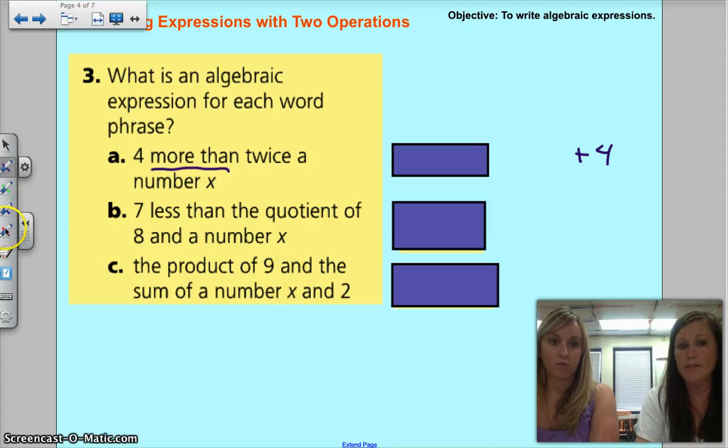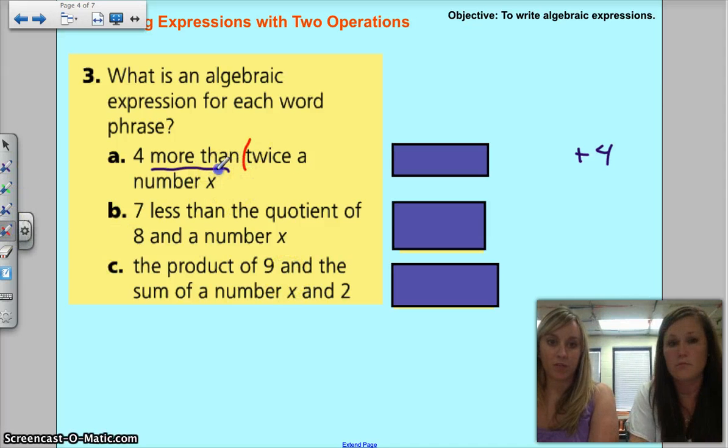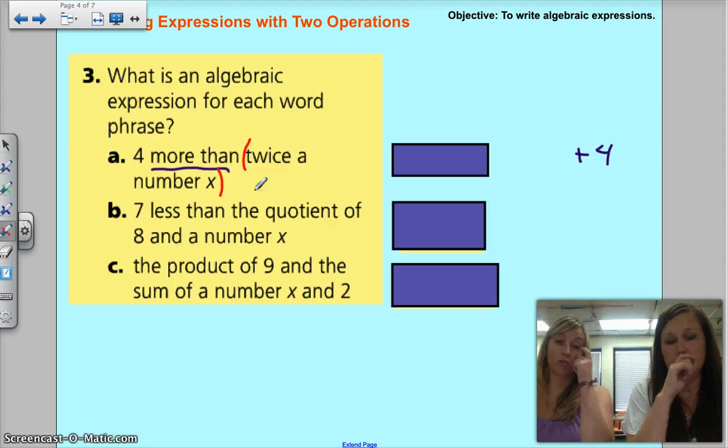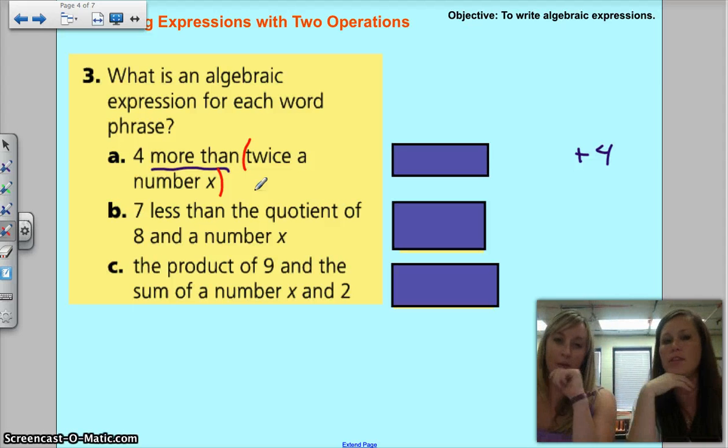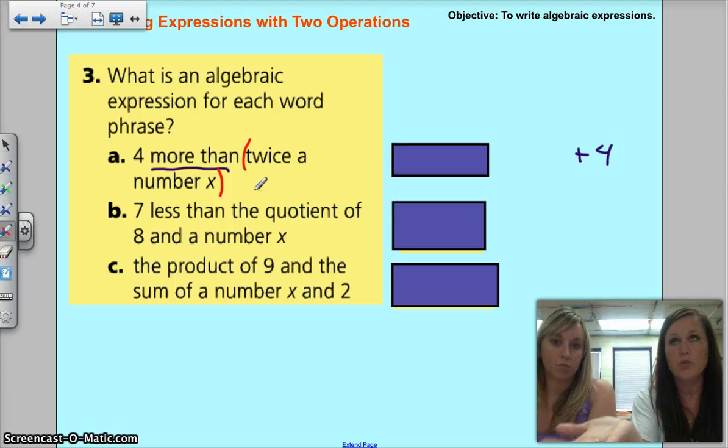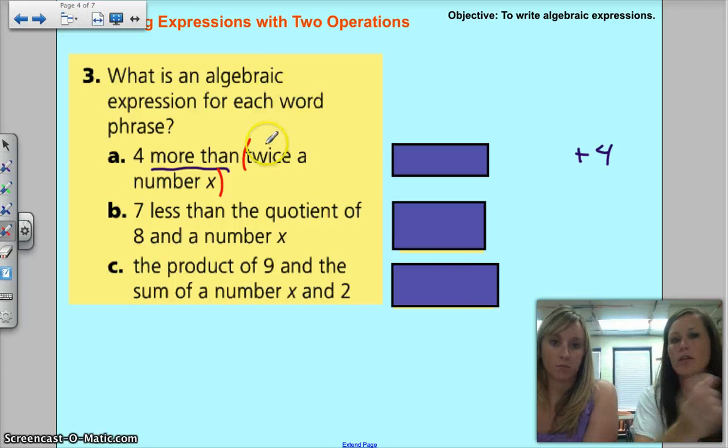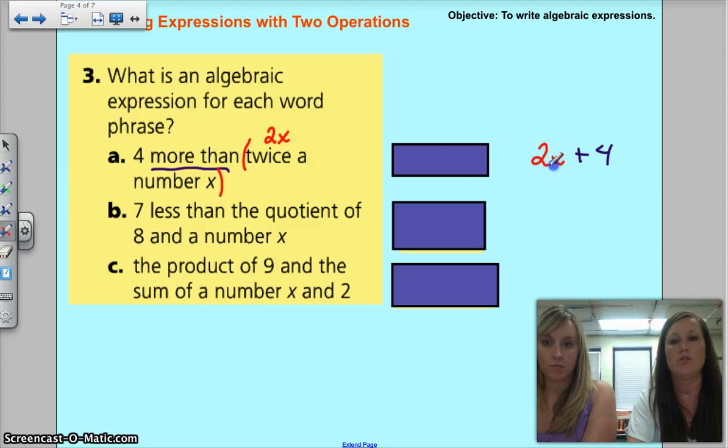Okay, twice means, well, I can put parentheses around that right now. You could highlight it, or do a different color, shade, squiggle, underline, whatever. Twice a number x means 2 times x. We already know that we can't write 2 and then the times sign, so we're going to write 2x. That goes right before the plus 4. We know that 4 is added to 2x.